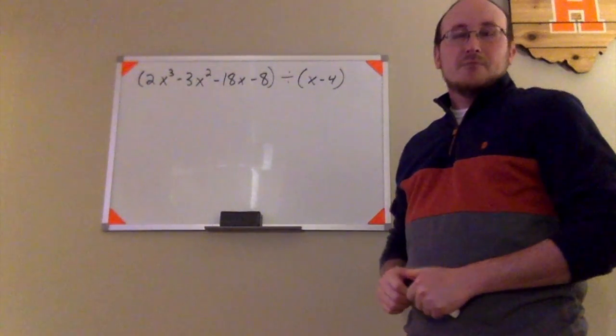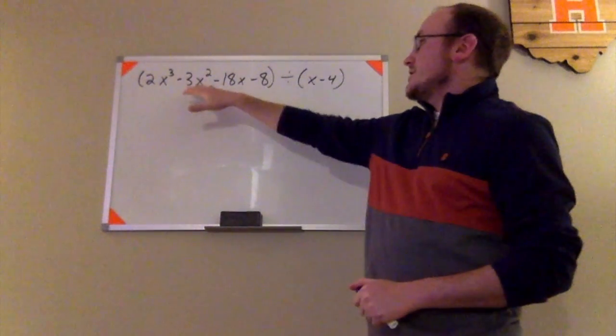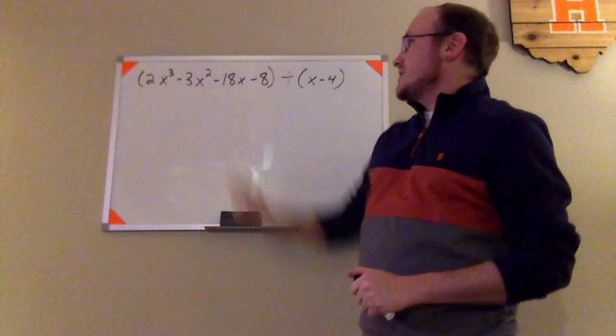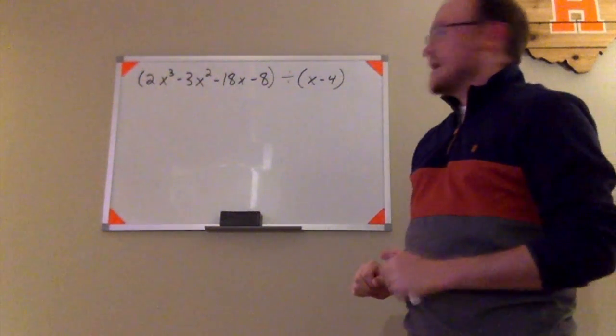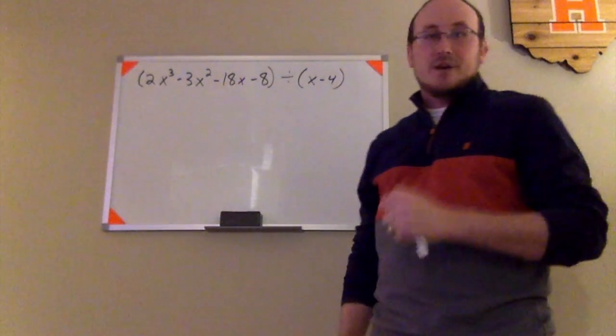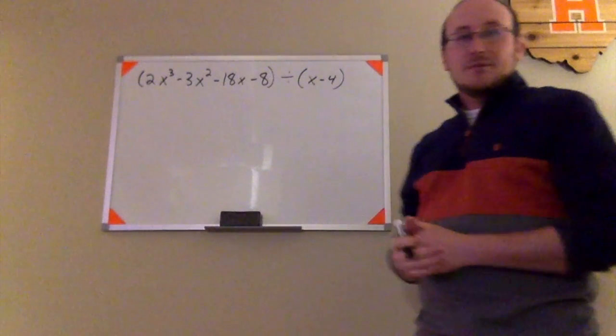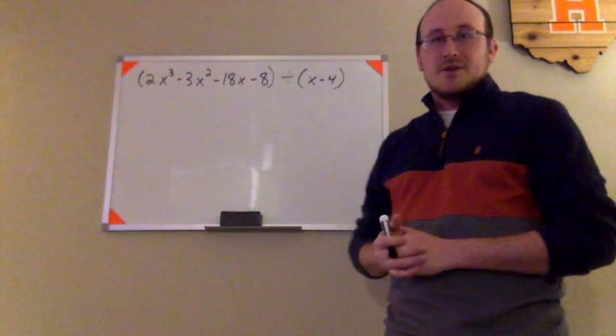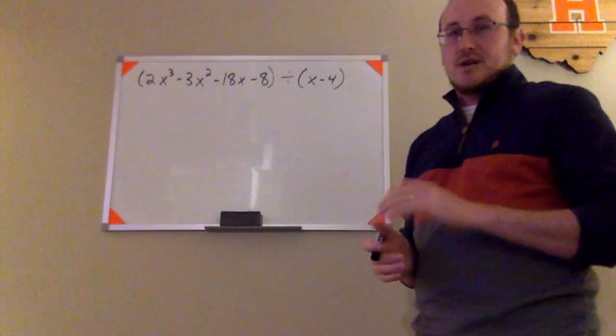We have a division problem of polynomials. We're trying to take this cubic polynomial of 4 terms, 2x to the third minus 3x squared minus 18x minus 8, and divide it by this linear binomial x minus 4. This is a problem that sets up very nicely for this synthetic division process. I'm going to show you how that synthetic division algorithm works right now.